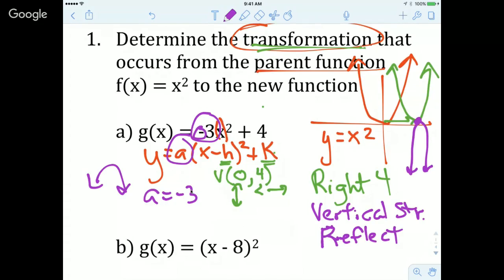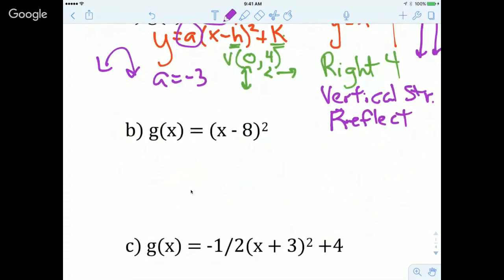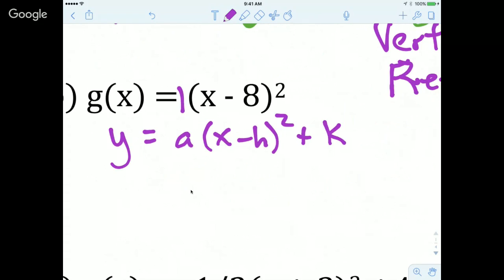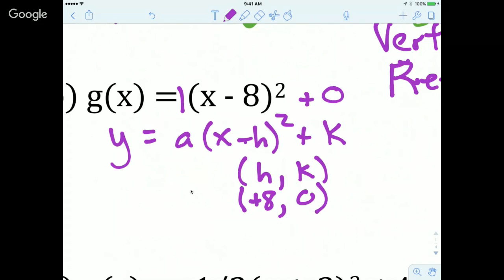Okay, let's look at B. X minus 8 squared. So what you're going to do, same thing, write the equation. Y equals A times X minus H squared plus K. Well, the A value is what's in front of the parentheses, and there isn't anything, so we're going to assume it's a 1. The H is the opposite of what's in the parentheses. Remember, this is H, K, but the H value is opposite of the negative. So what's the opposite of -8? Positive. Very good. And then the K value, there's nothing outside of it, so the K is a 0. And my A value is equal to 1.